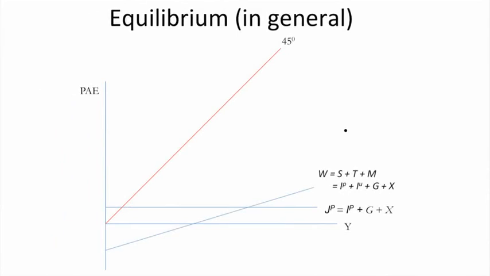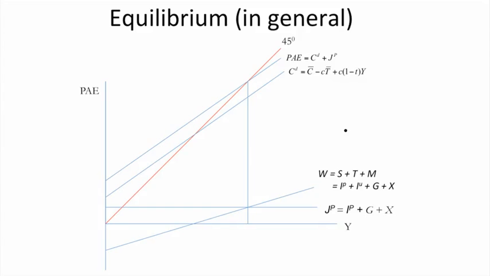We have now our withdrawals schedule, which has a positive slope, because we think that savings, taxes and imports vary systematically with income. So there we have one way of representing the economy's equilibrium. That must, as a matter of logic, correspond to the more familiar way now of representing equilibrium, where planned aggregate expenditure cuts the 45-degree line. You're really looking at two different ways of saying the same thing.